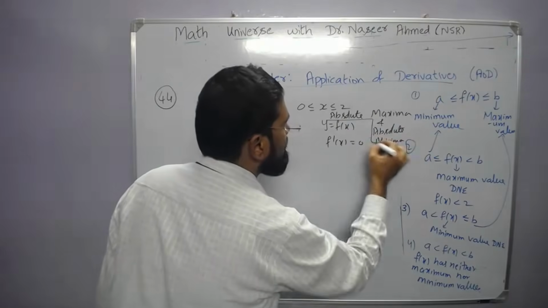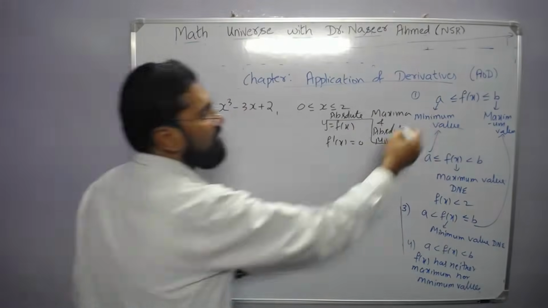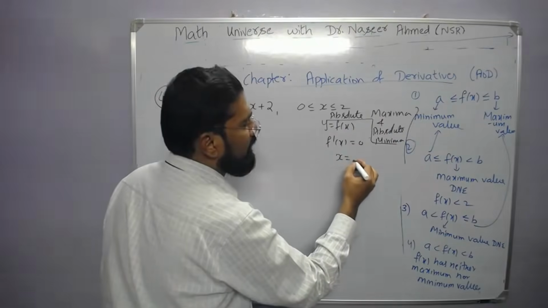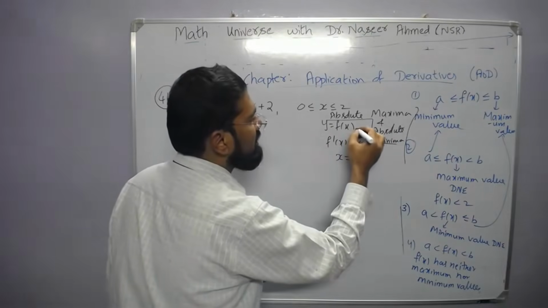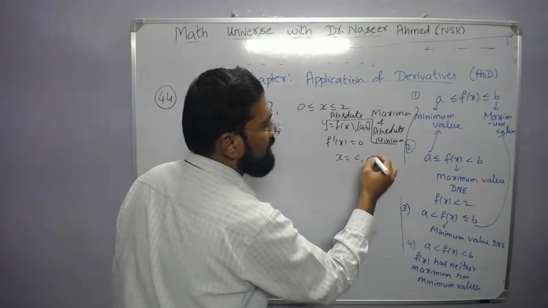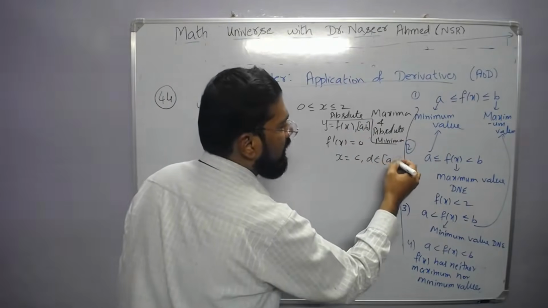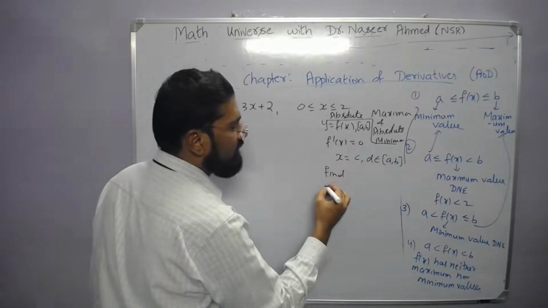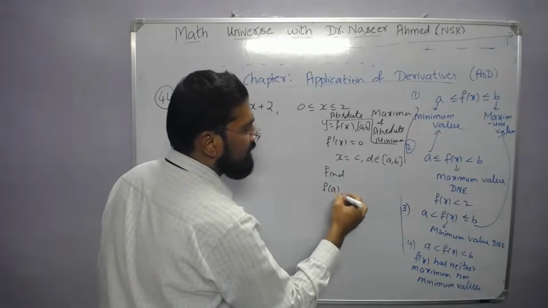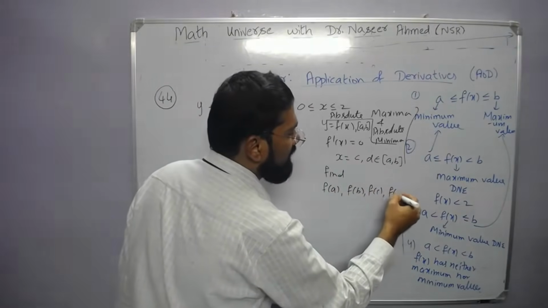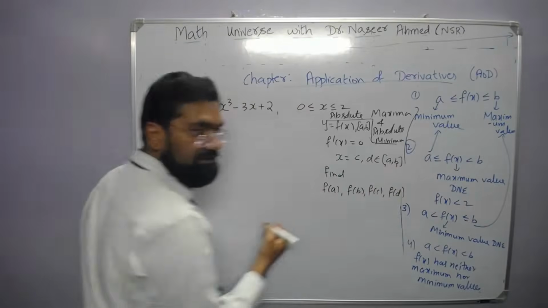Only for this work, what do you have to do? You have to find the derivative equal to 0, and let us say you will get some points. This question is given in the closed interval a comma b. So you'll get some points c, d, and those belong to a comma b. Then you have to find f of a, f of b, f of c, f of d. Even the endpoints should be taken into consideration.